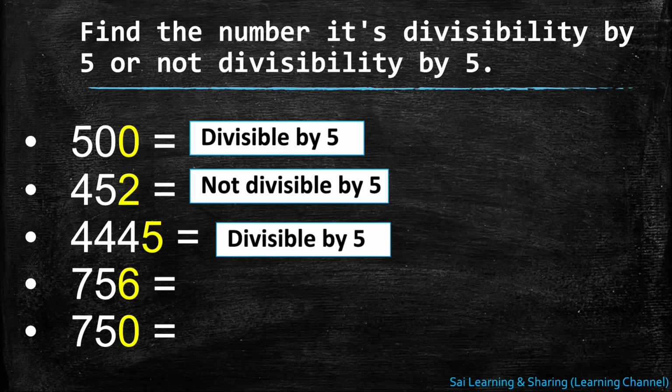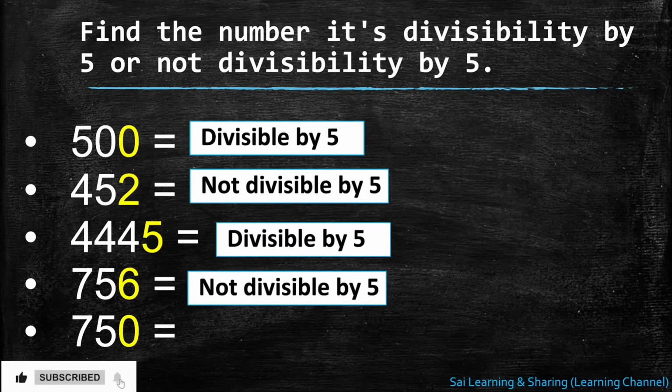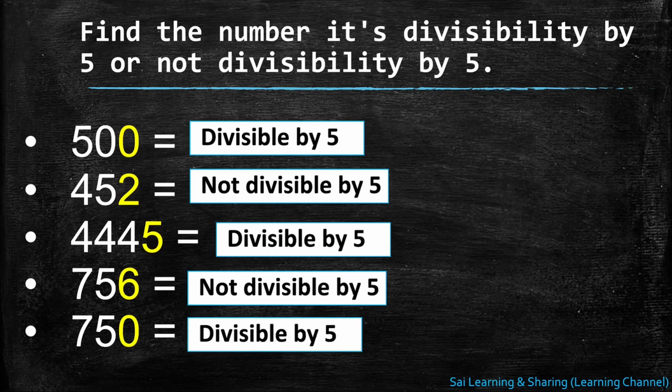756. In the ones place it is written 6. So it is not divisible by 5. The last question, 750. In the ones place it is written 0. So it is divisible by 5. I hope you got all these answers correct. That means you understand the concept of the divisibility rule by 5.